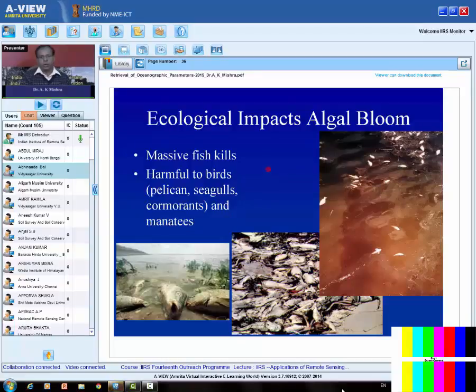Earlier what I had told you, that the agencies which are forecasting potential fishing zones for the fishermen community, they alert them, seeing the satellite data, to the probable bloom areas, and they advise them not to go for fishing to those areas.